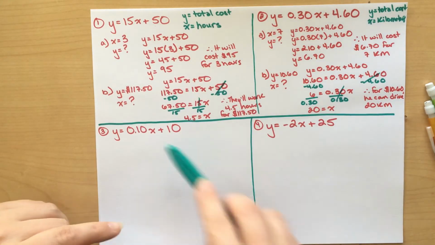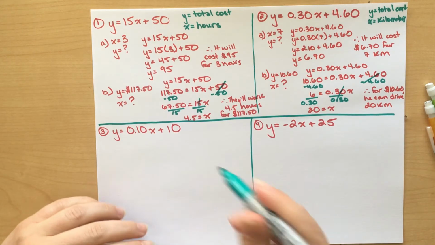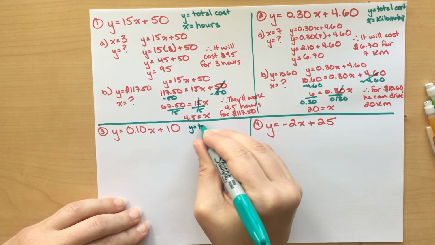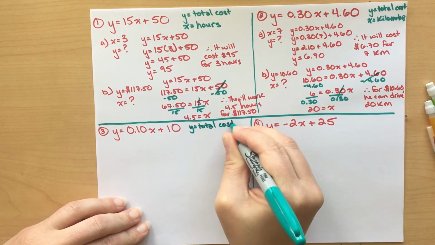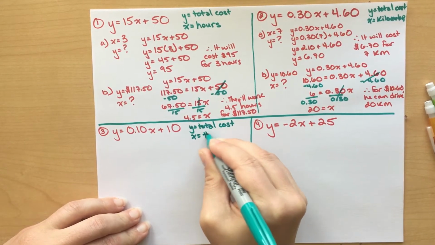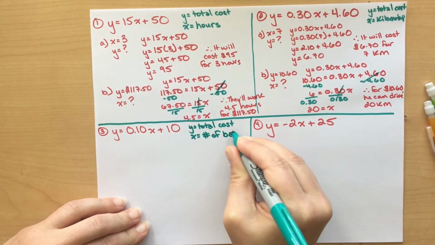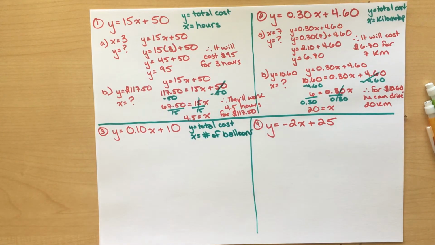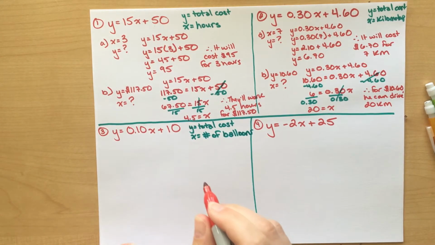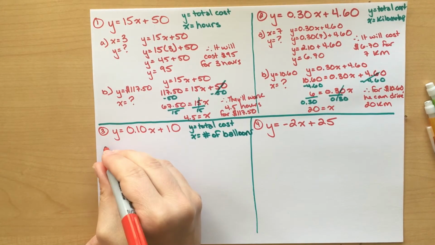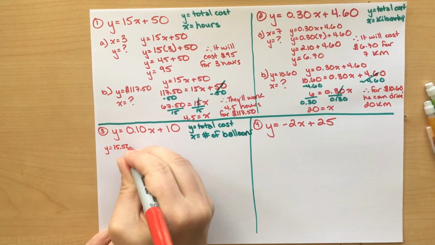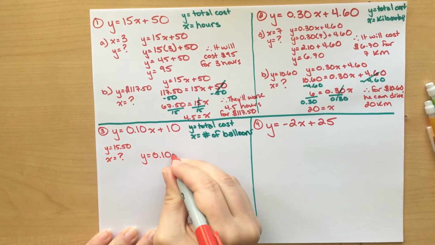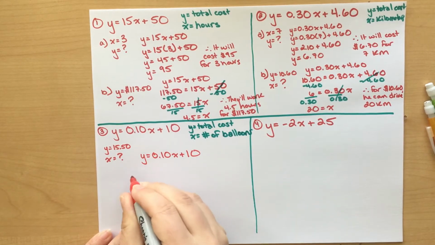So here's our equation that we came up with from before, y equals 0.10x plus 10, where y will equal that total cost, and x will equal the number of balloons, right? Because it's a 10-cent filling charge for every balloon. So number of balloons. All right. So we know the total charge right now was $15.50. So we know y. We are looking for x. So here's our equation. Let's plug in what we know.